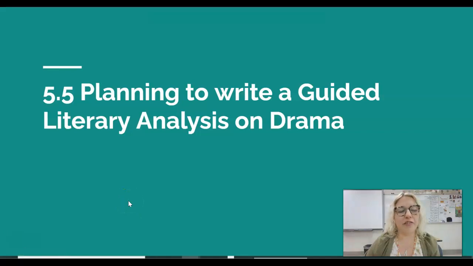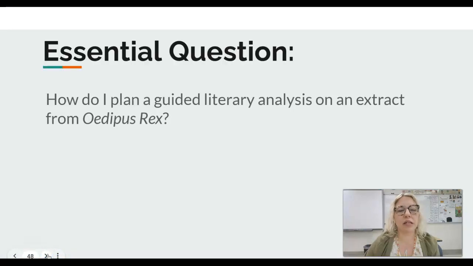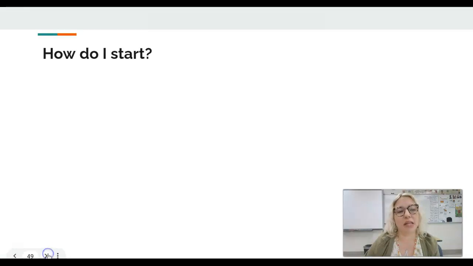Hey, 5.5 video here. Planning to write a guided literary analysis on drama. Let's do this. Your essential question that I'd like you to write down in your Cornell notes is, how do I plan a guided literary analysis on an extract from Oedipus Rex? Because that is the summative assessment for this unit. How do I start is our first question.